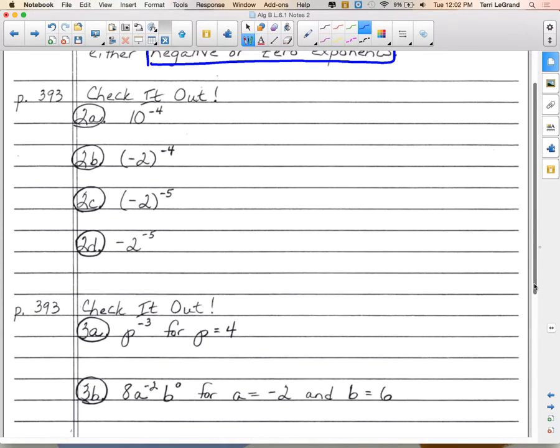10 to the negative 4. We're going to use that rule on the front that said if the exponent is negative, it can become positive where? On the bottom. So we could rewrite this as what? 1 over 10 to the positive 4 power. We just got rid of our negative exponent that way.